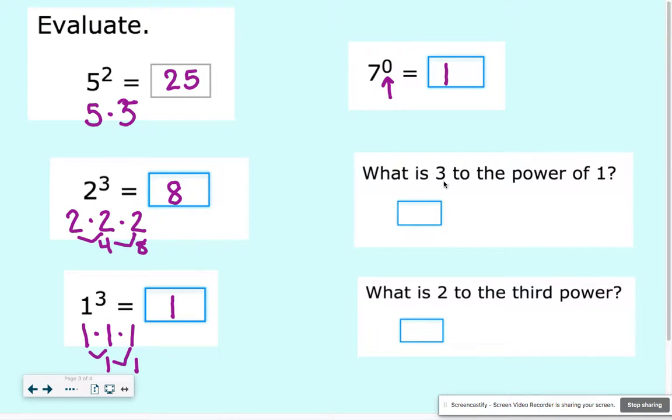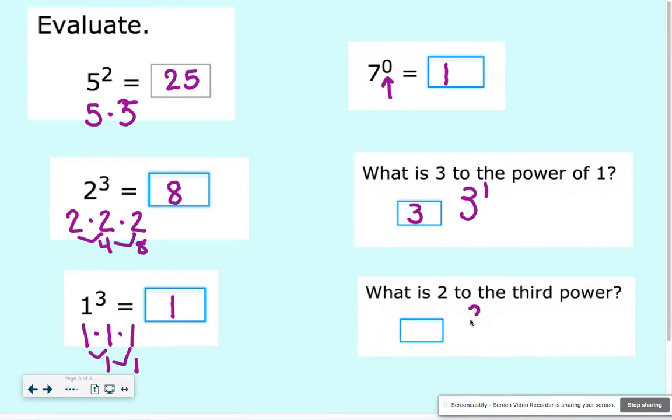Now sometimes you'll see problems written in words like this. What is 3 to the power of 1? What that really means is 3 to the power of 1. So the power is the exponent, the little number. Well, this means that I have 3 one time. If I have 3 one time, then I only have one 3.